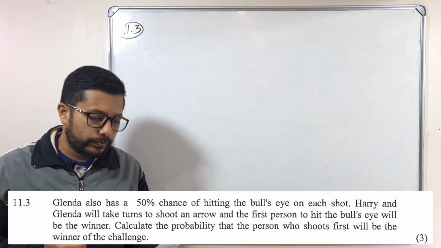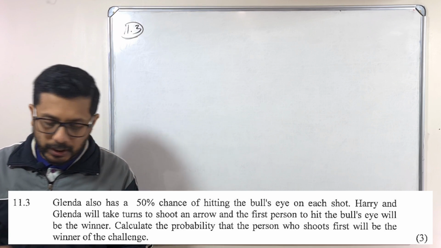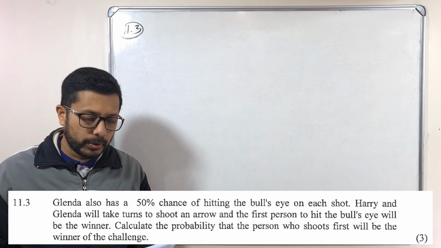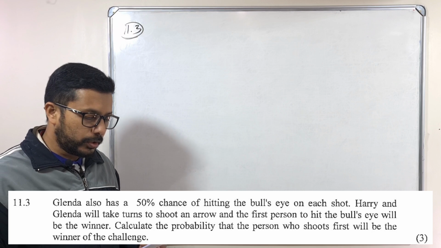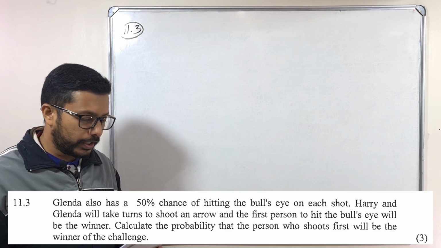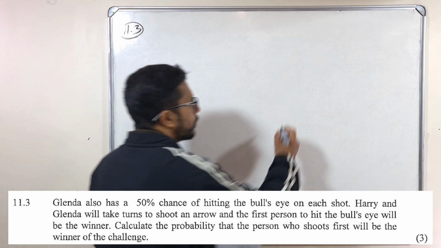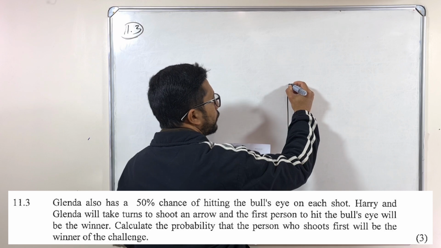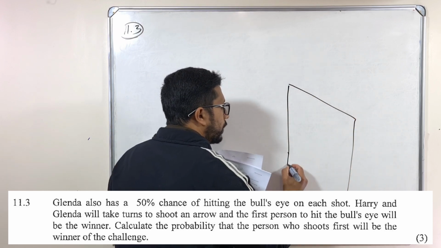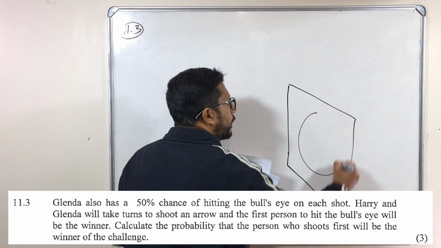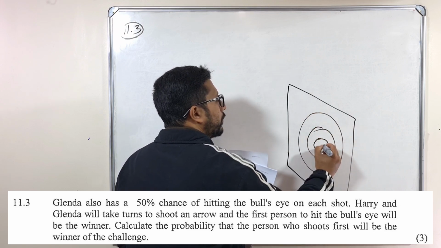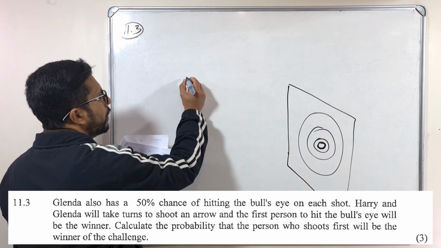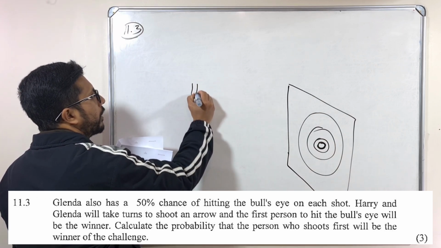Glenda also has a 50% chance of hitting the bullseye on each shot. Harry and Glenda will take turns to shoot an arrow, and the first person to hit the bullseye will be the winner. So what is the meaning of that one? Like in the previous question, assume that this is the shooting board, and assume that this is the bullseye. Okay, and Harry is standing here.